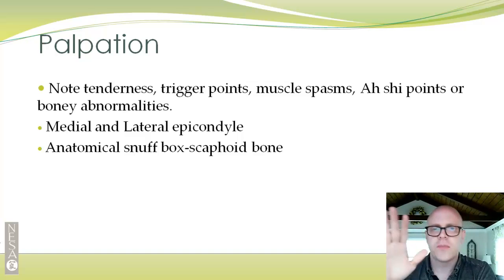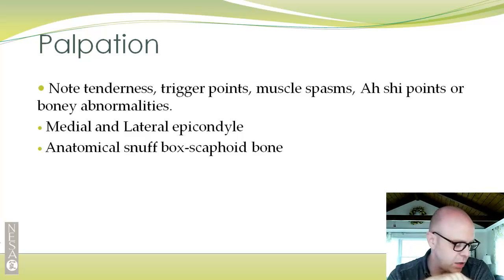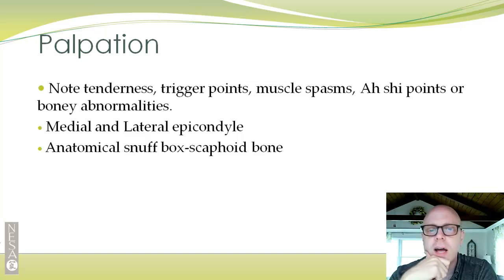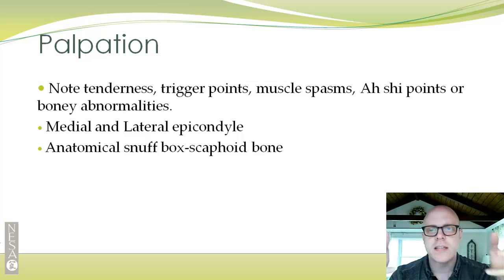So I'm going to give you a list of things that you could palpate, but specific areas that you can certainly go through. The big ones are the medial and lateral epicondyle and the anatomical snuff box, and you're noting any areas that you can press to try to recreate the patient's pain.